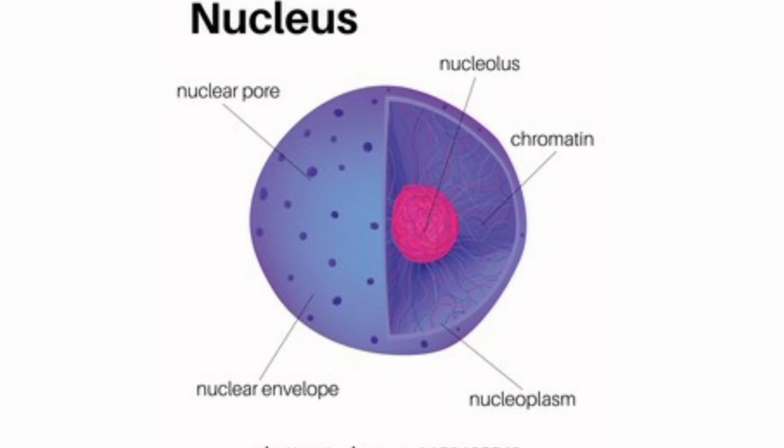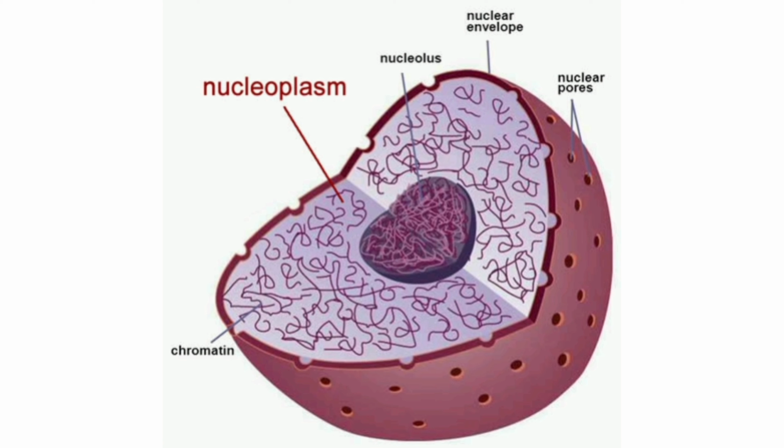Next comes the nucleoplasm or the nuclear sap. A colorless and dense fluid is filled in the nucleus, which is called the nucleoplasm. It consists of different types of materials like enzymes, proteins, and ions, which synthesize the nucleic acid and ribosomal subunits.